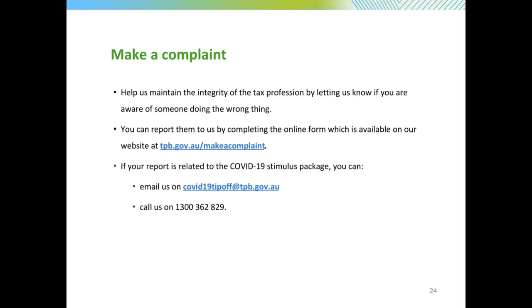So we continue to encourage taxpayers who choose a tax agent to check the bona fides of the agent to ensure that they're registered on our register. Thanks, Christian. Just further to that question, it's often observed that complainants only receive basic information about the outcome of an investigation. Why can't the TPB provide more information about the outcome?